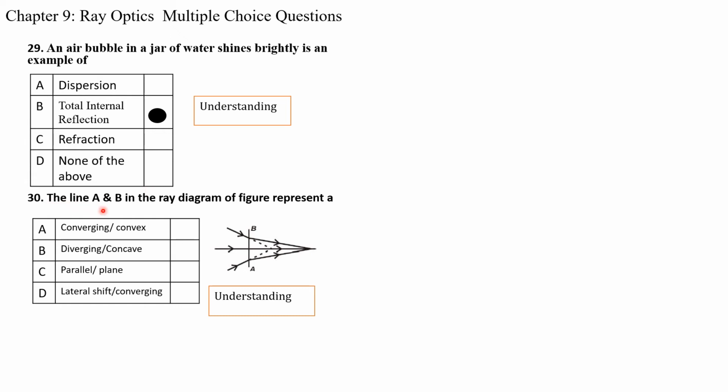Next question. The lines A and B in the ray diagram of the figure represent. See, this is the line AB. It represents: option A, converging convex; diverging concave; parallel or plane; lateral shift or converging. We have to identify the correct answer. See, it is a virtual image and the correct answer is diverging concave. This will be a diverging concave.